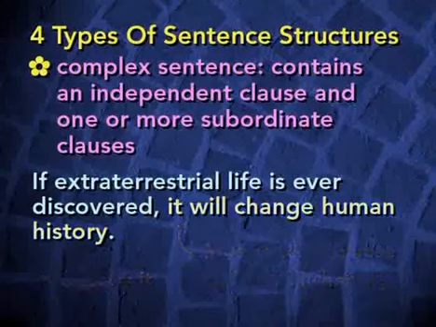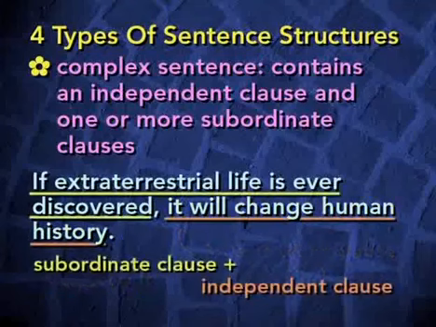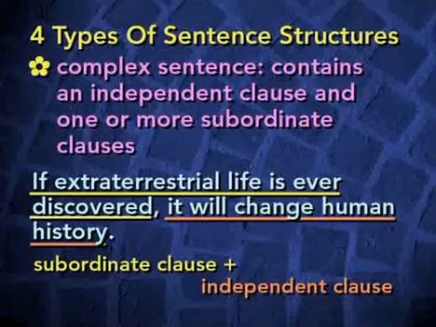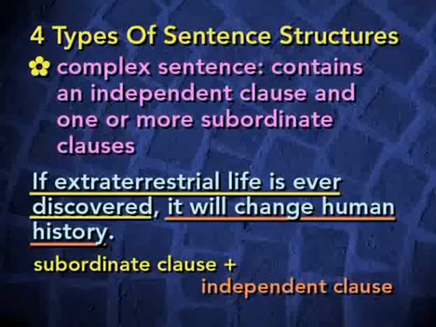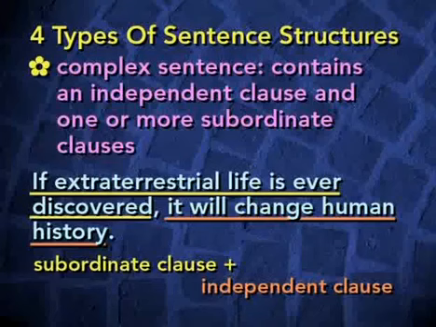In this case, therefore, we have a subordinate clause first, followed by an independent clause, and the two things work together to create a single complete thought. If extraterrestrial life is ever discovered, it will change human history. The first clause sets up a possibility, and the second clause explains what would happen if that possibility comes true. So the two clauses work together to express one complete idea.